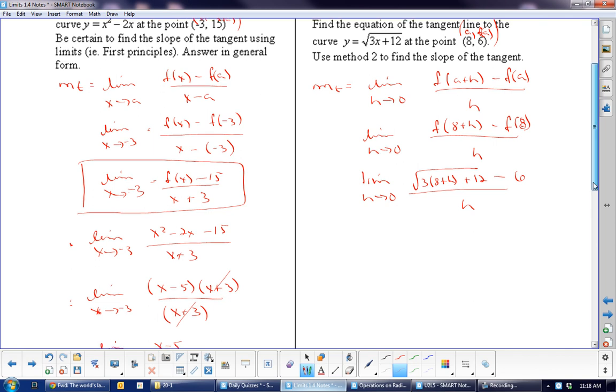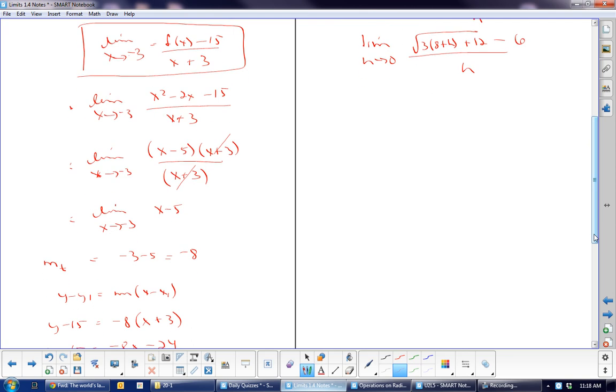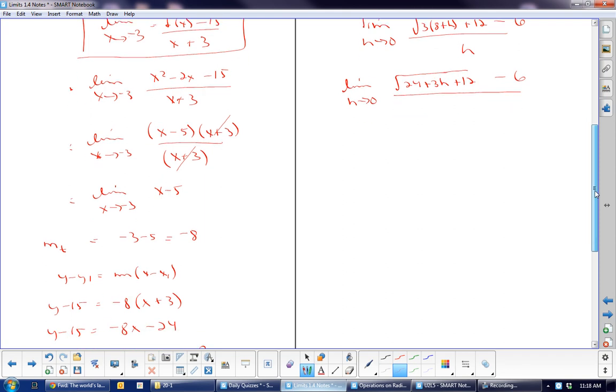Okay, this one, you should at this point go, oh, this is going to be fun getting that h to cancel. You're going to have to be multiplying by a conjugate. So this is the square root of 24 plus 3h plus 12 minus 6 all over h.